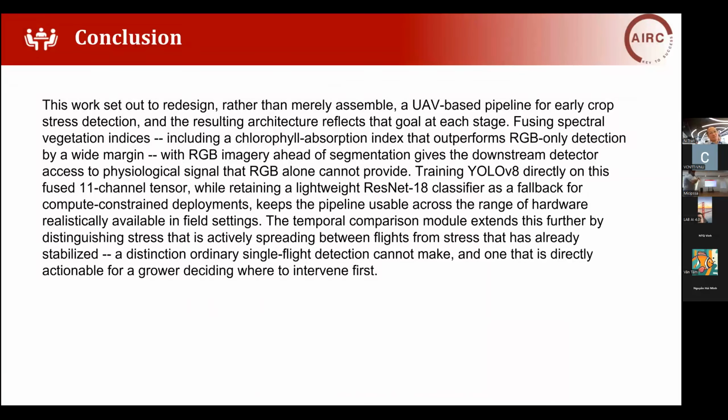Okay, so to conclude this model, right now the only good thing about this is we can use RGB-only detection with YOLO V8 to improve this model. It can have a few rest classifiers for a fallback system. This pipeline will help us in improving the deep learning models with proper vegetation index fusions. Okay, thank you so much for your presentation.